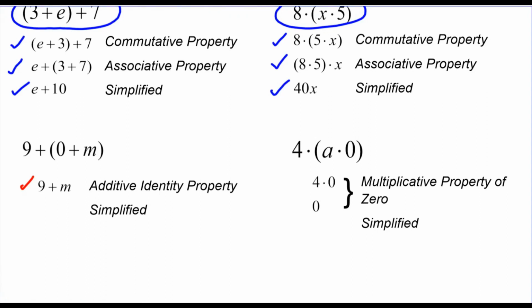And then the last one, I have 4 times a times 0. Well, a times 0 is going to be 0 no matter what a is, thanks to the multiplicative property of 0. And that's what I did here in this step. And then I applied the multiplicative property of 0 once again. 4 times 0 is going to be 0, and we are simplified. So using our properties of numbers to help us evaluate numerical expressions and simplify algebraic expressions.